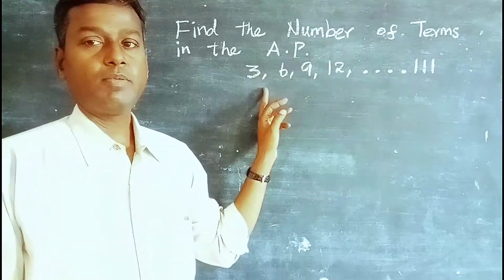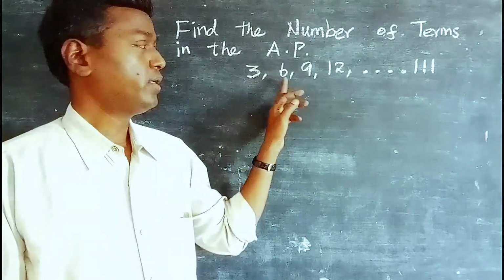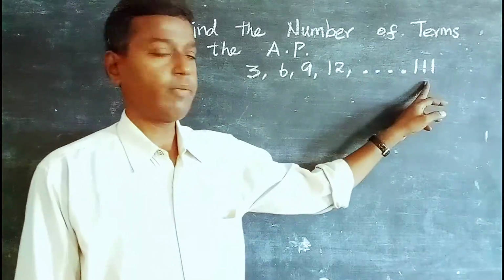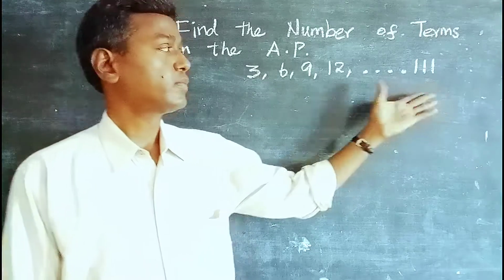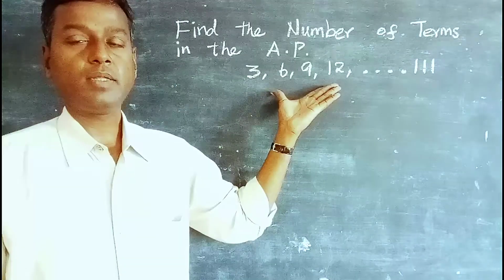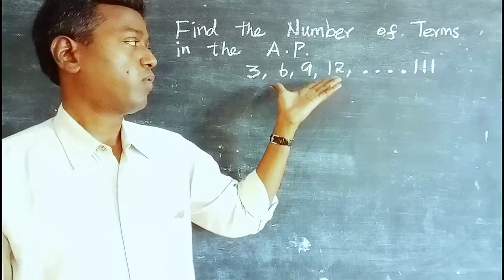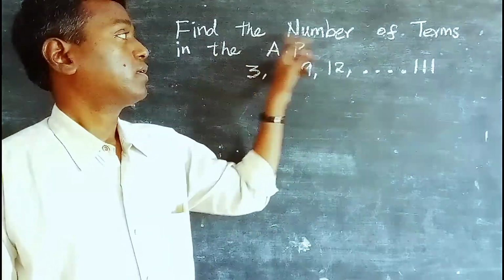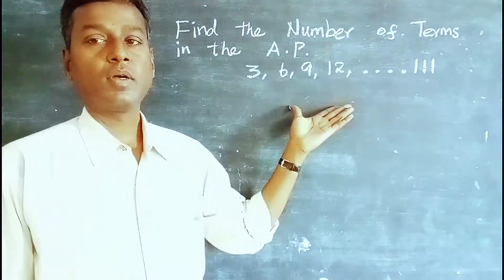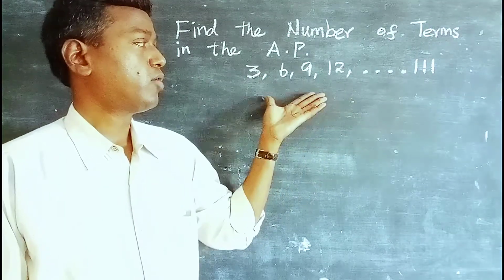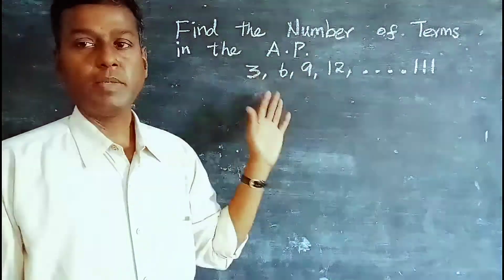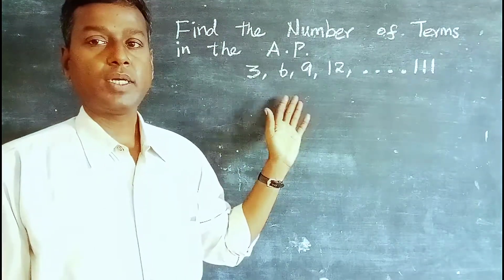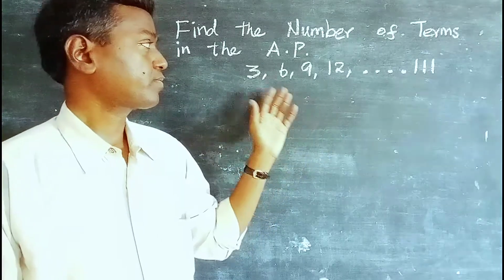The given arithmetic progression is 3, 6, 9, 12, ..., 111. This is the last term. This is the given arithmetic progression. For it, find the number of terms. How many terms are there in the arithmetic progression? That is the question we are going to understand from the problem.